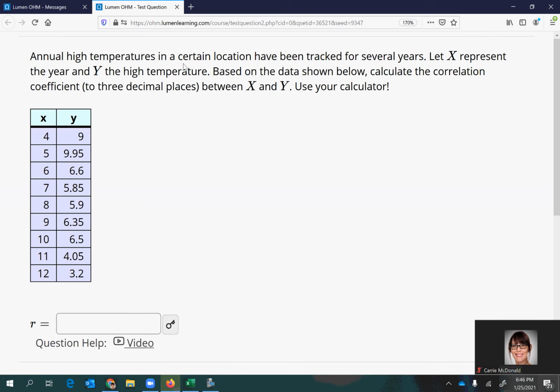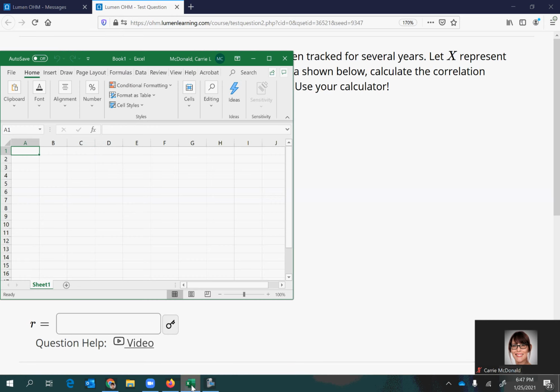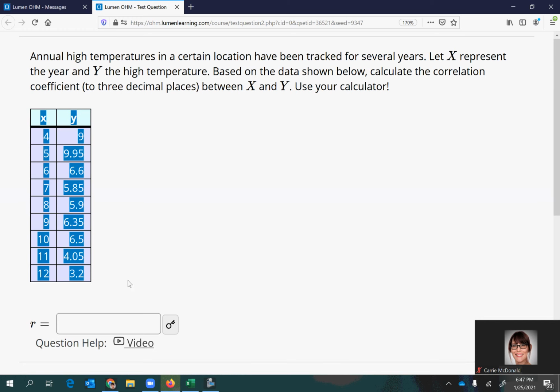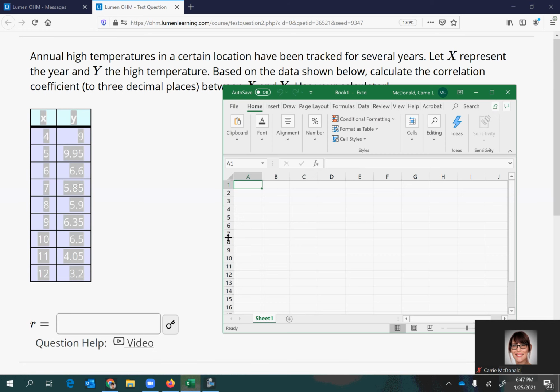Annual high temperatures in a certain location have been tracked for several years. Let X represent the year and Y the temperature. This is question number 12 from GLA number 1. It says, based on the data shown below, calculate the correlation coefficient to 3 decimal places between X and Y. Use your calculator. All right, our calculator is Excel. So we're going to go ahead and copy the data and paste it into our spreadsheet.